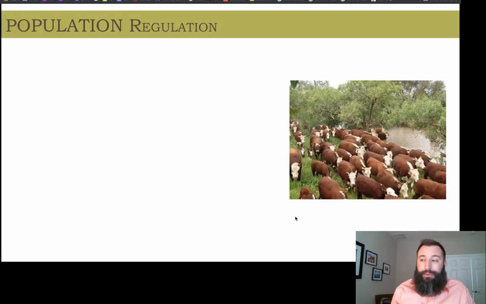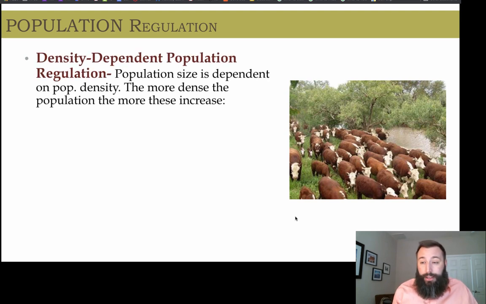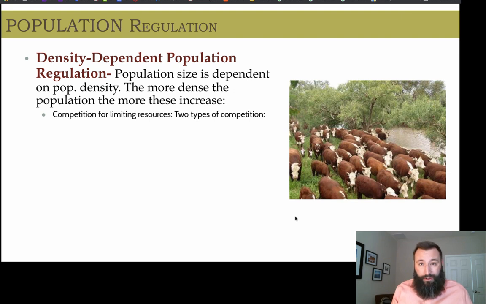What are some factors that can regulate the size of populations? There's two different ways that we can regulate a population. The first one's called density-dependent population regulation. What is this? This is where population size is dependent on the population density. The more dense the population is, the more that these will increase. The more competition for limiting resources will occur, right?